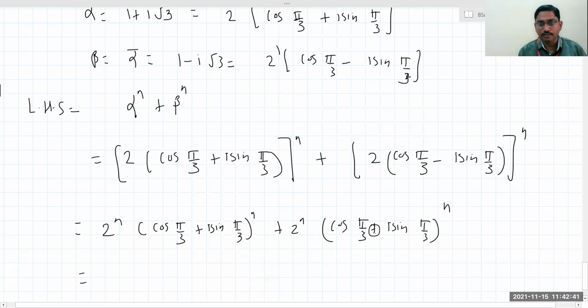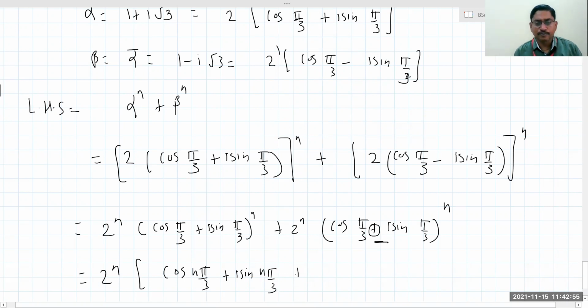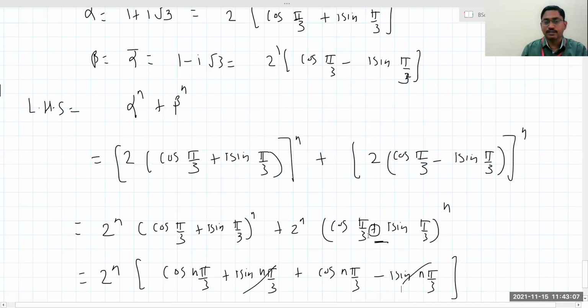This is minus. Okay. So 2 raised to n is common. So inside I'm going to apply De Moivre's theorem. So it is cos n pi by 3 plus i sin n pi by 3, the power is multiplied to the angle, plus cos of n pi by 3 minus i sin n pi by 3. And you can see these two terms are equal. So it will get cancelled because you know z plus z bar is a real number.